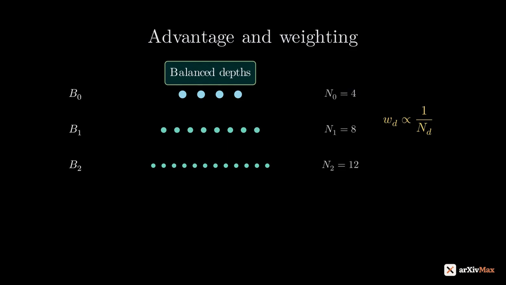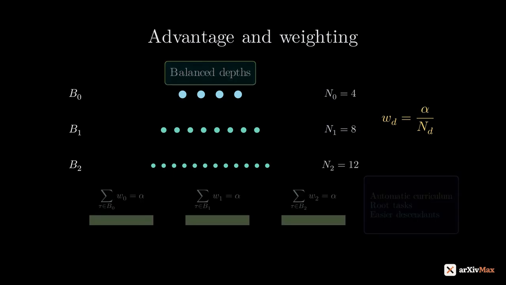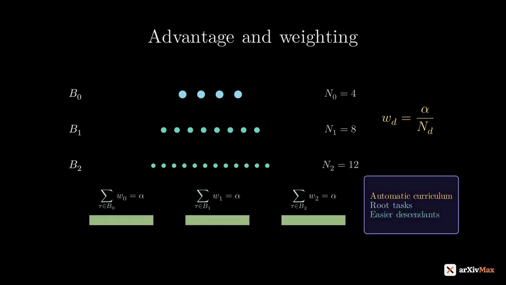Let B subscript d be the set of all trajectories at depth d, and let n subscript d be its size. Each trajectory at depth d gets weight w subscript d equal to alpha divided by n subscript d. This balances learning across depths, creating an automatic curriculum. The policy learns from root tasks and the naturally easier subtasks it generates.